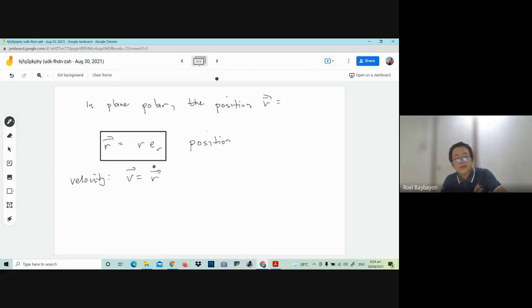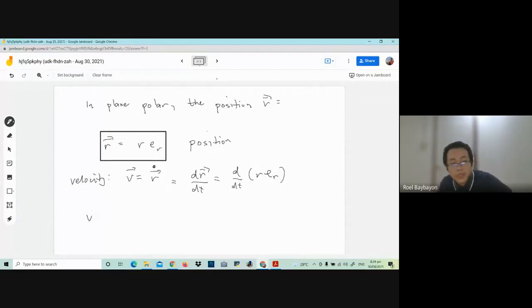So this is just equal to dr/dt, which is equal to the time derivative of this r e_r. Right? I have r e_r. So when you derive this one, this has two terms.